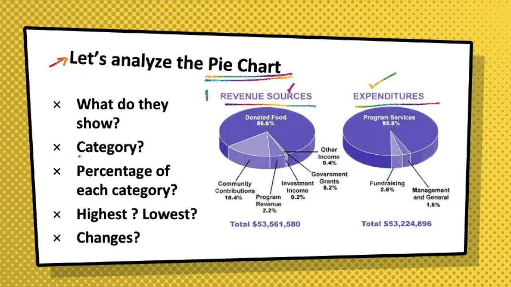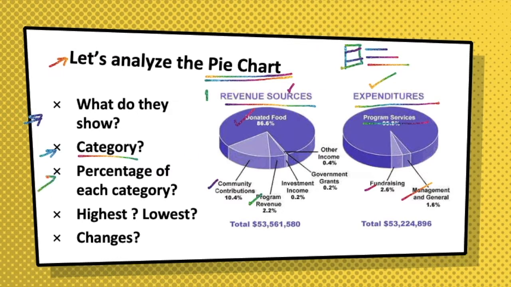The second thing is, what are the different categories? So in the revenue sources pie chart, the first category is donated food, then there is community contribution, program revenue, and so on. In the expenditure pie chart, we have program services, fundraising, and management in general. If the categories are not shown like this with marked arrows, there will always be an index. So you should always look at the index properly, what is shown by different colors. So understanding of the color coding is important.